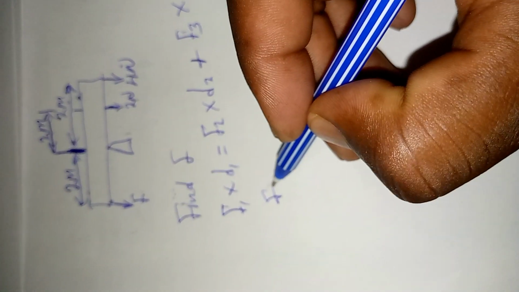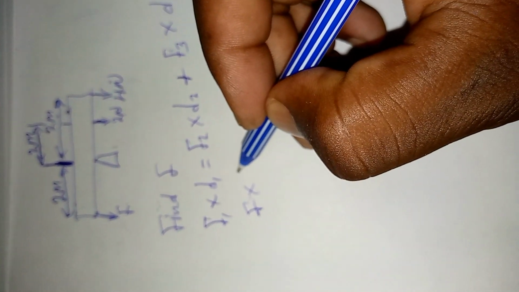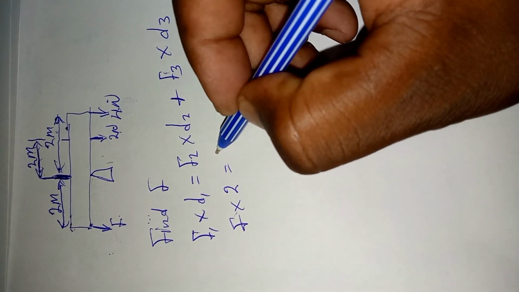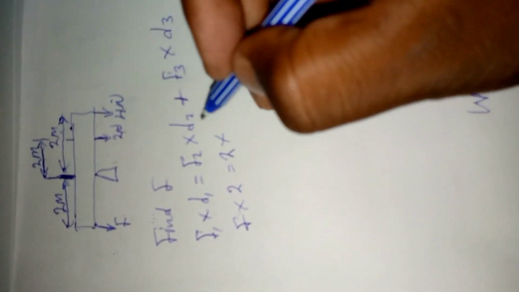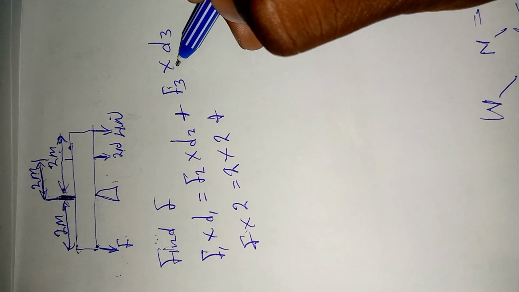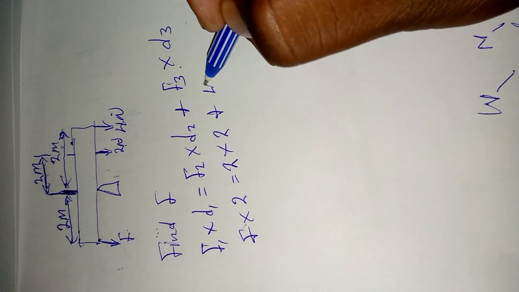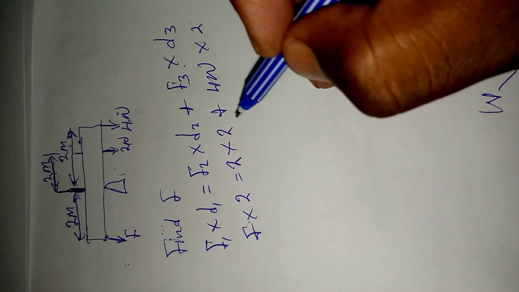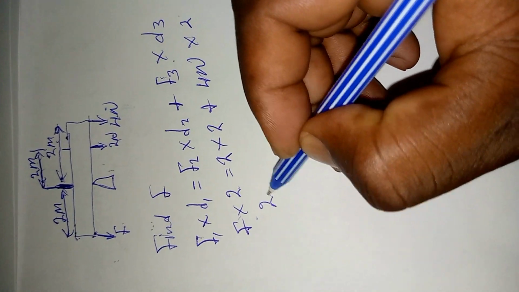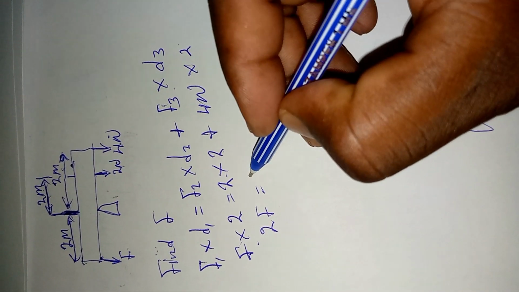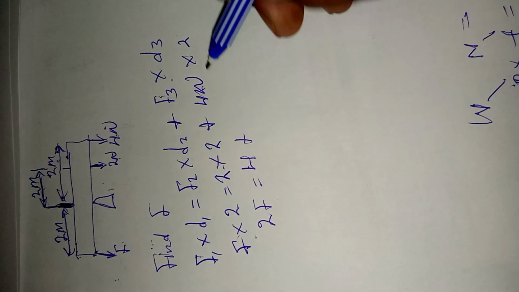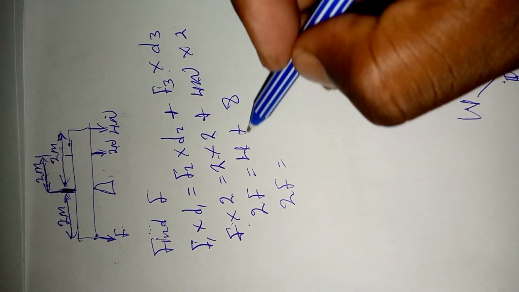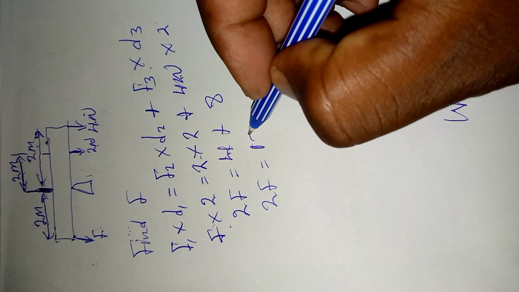So you say force 1, you don't know, but you have only been given a distance. So our distance is 2, which is equal to force 2, which is 2 Newton, times distance 2, which is 2, plus our force 3, which is 4 Newton, times distance 3, 2 meters. So F times 2 is 2F, which is equal to 2 times 2 is 4, plus 4 times 2, which is 8. 2F is equal to 4 plus 8, sorry, it's 12.